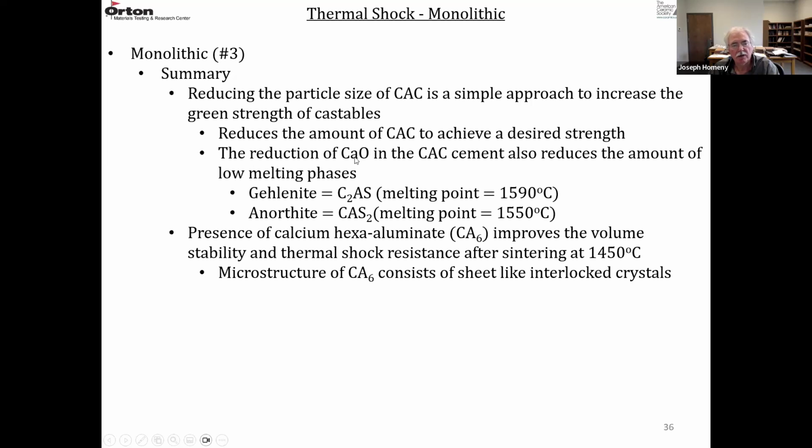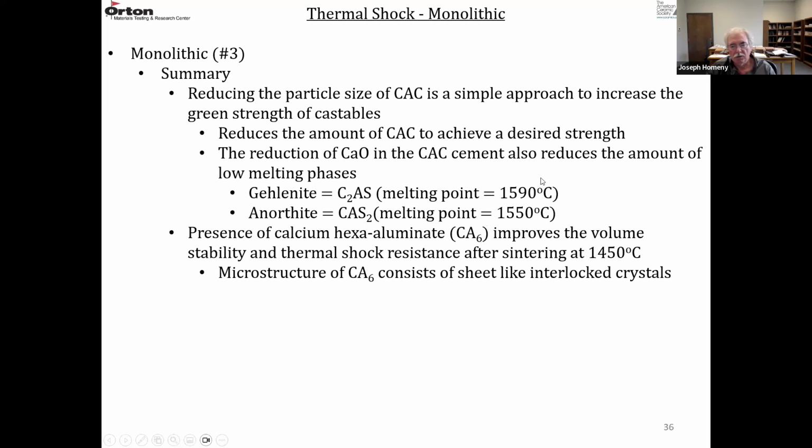So the reduction of CaO in the CAC cement also reduces the amount of low melting phases. So if you can go to a finer particle size cement with a lower amount of cement, you're going to decrease the amount of gehlenite or anorthite. And gehlenite is C2AS, S is silica, anorthite is CAS2. These melt at about 1590 and 1550 degrees C.